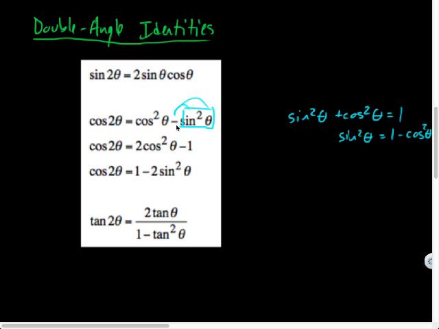So these other two are just Pythag variations of it. This one's a result of replacing the cos squared theta with 1 minus sine squared theta. So both of those are just variations of that. You do have to know all three, and actually your calculus instructor would require that you have these memorized. I don't think he's too picky about the tangent.